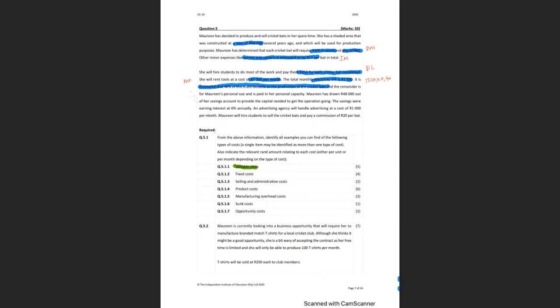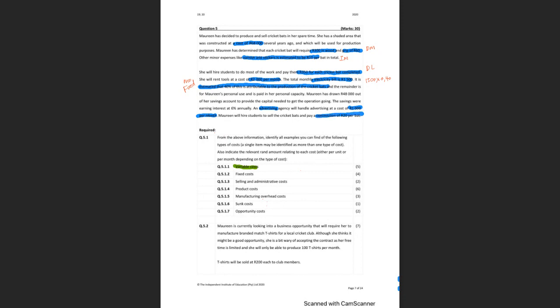Okay, so here they said to you then the next bit that remember also just the 40% is for your electricity. So then they said to you, Maureen has drawn 48,000 Rand of her savings account to provide the capital needed to get the operation going. The savings were earning an interest of 6% annually. An advertising agency charges 1,000 Rand a month. So advertising is 1,000 Rand for the month. And Maureen will hire students to sell the cricket bats and pays a commission of 20 Rand a bat.